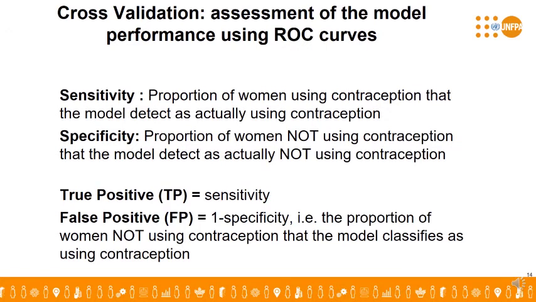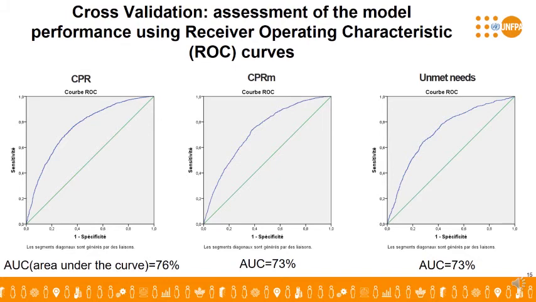We applied cross-validation for accuracy assessment, using 50% of samples to generate models and then applying the model to the other 50% of samples. The results of accuracy level are shown in ROC curves, and they include true positive and false positive elements. Here are the 3 ROC curves for the 3 indicators. The area under the curve is around 75 for all the 3 indicators.